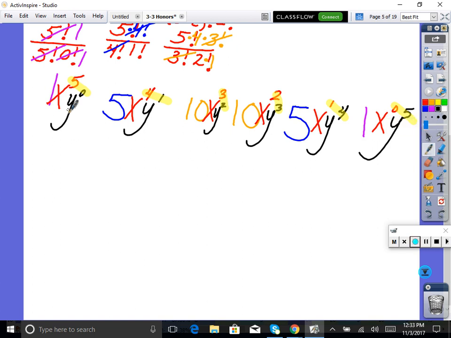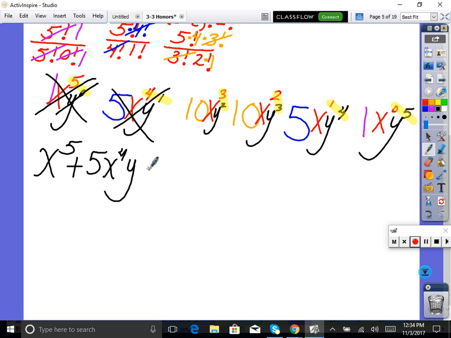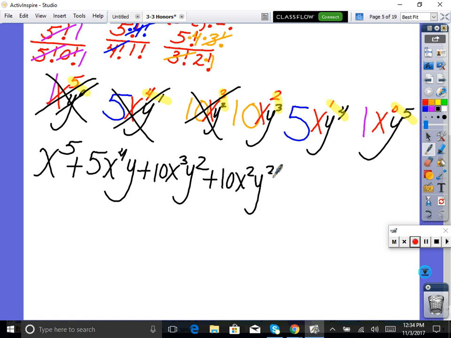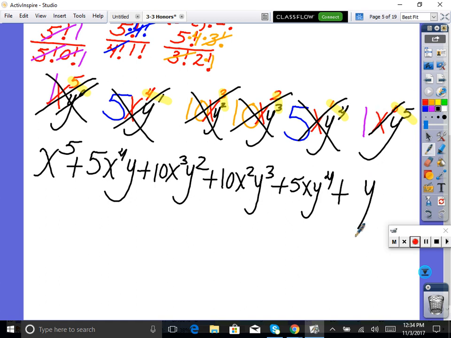Simplify it. Looking at this piece, 1 x to the 5th, y to the 0. Y to the 0 is 1, and then 1 times 1 is 1, so 1x to the 5th. I just simplified that. Then plus, because this was positive 5, plus 5x to the 4th y, plus 10x cubed y squared, plus 10x squared y cubed, plus 5x y to the 4th, and then plus, well, x to the 0 is 1, so plus y to the 5th.